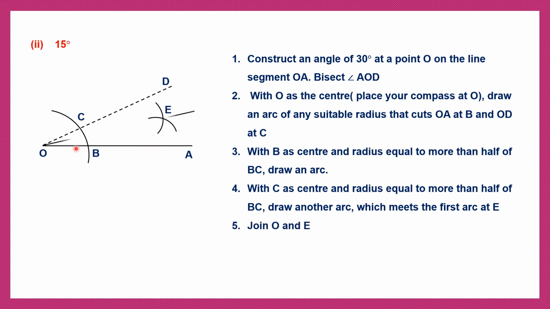Now we have to join O and E. So when we join O and E, angle AOE, this part is 15 degrees, the other part is also 15 degrees, but we need only this, so let's write this. So this part is 15 degrees. So we have constructed an angle of 15 degrees. So here this dotted line shows that that's 30 degrees, but we don't need that. We need only this. So this is 15 degrees.